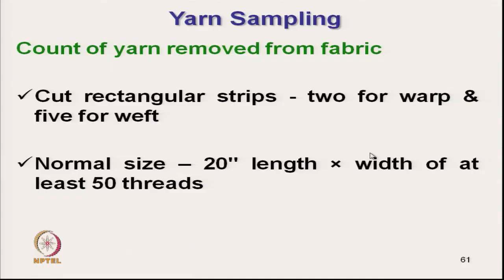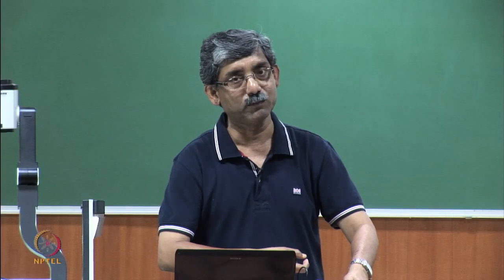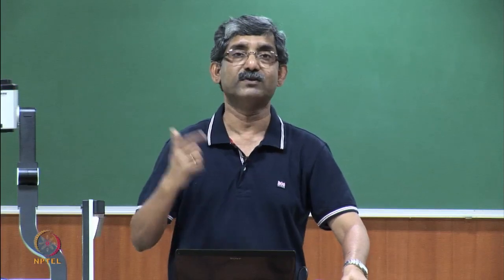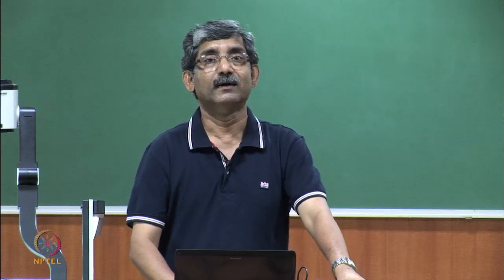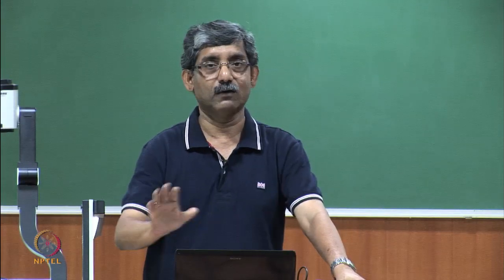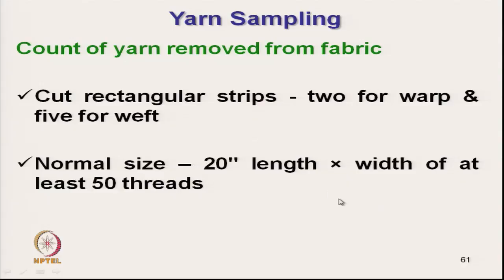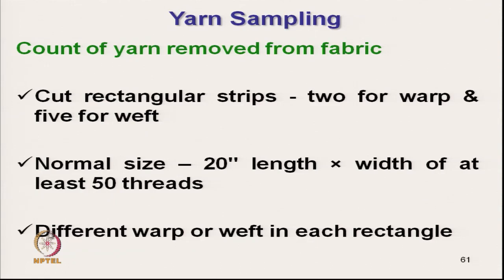What is the size? The normal size is 20-inch length for measuring the count of yarn. The length is 20 inch and the width varies, but from the width we should be able to take out a minimum of 50 threads. The length should be around 20 inch, and different warp or weft in each rectangle, that is important.